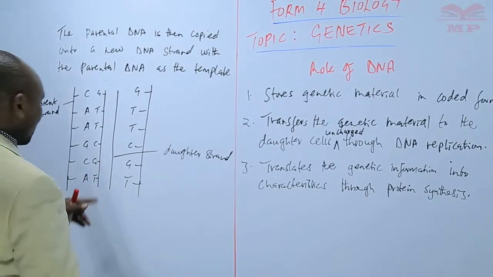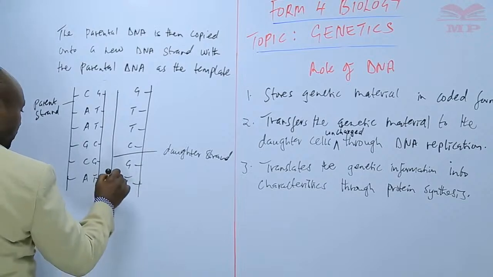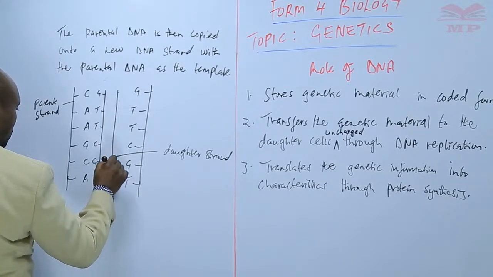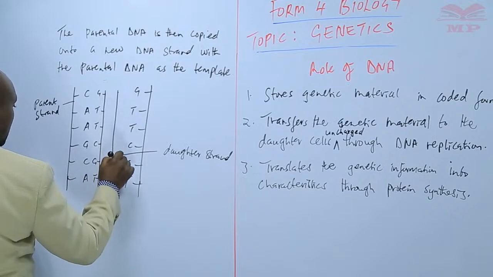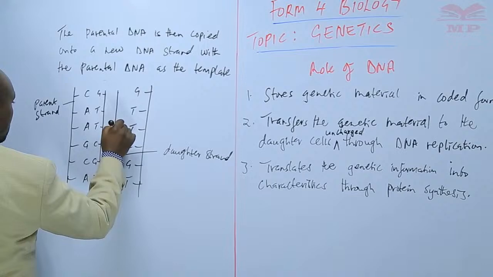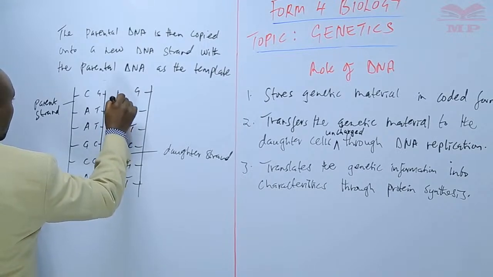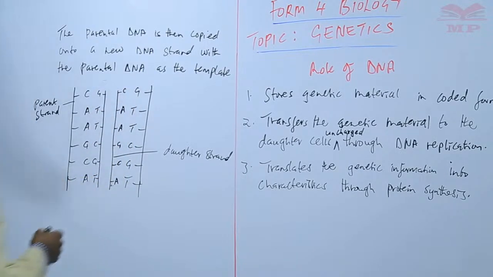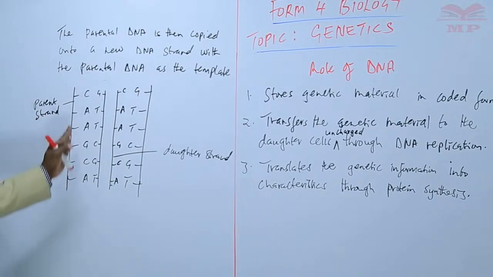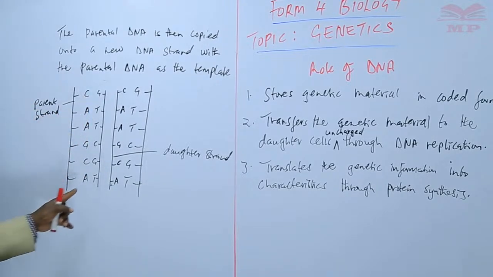And it also happens on the other side: T with an A, G with a C, C with a G, T with an A, T with an A, G with a C. So the information that is in the parental strand has been copied onto the new strand that is forming.